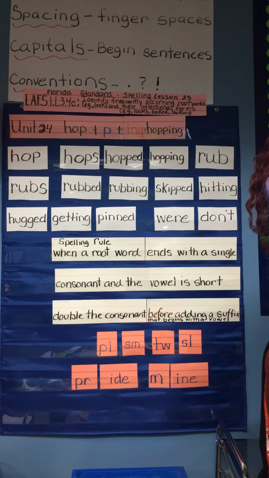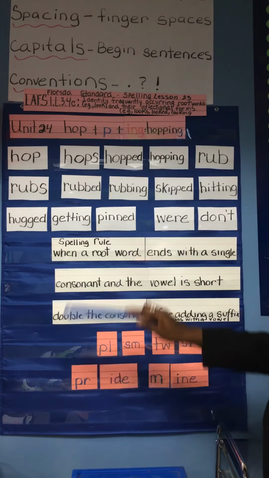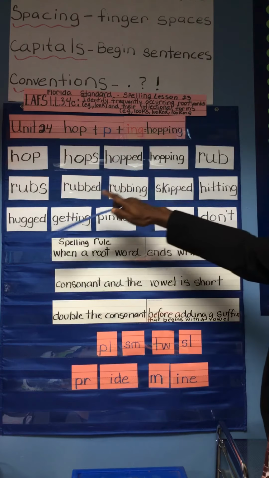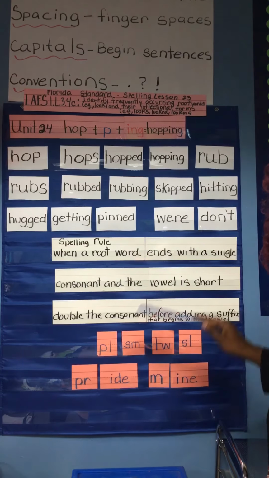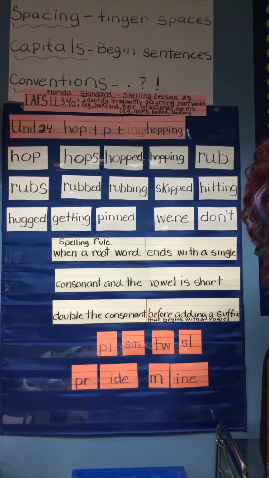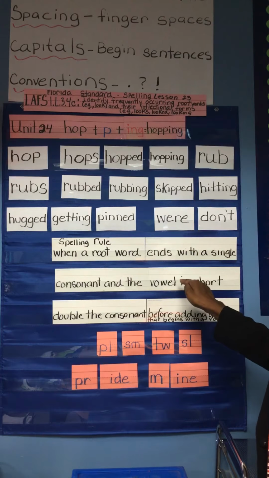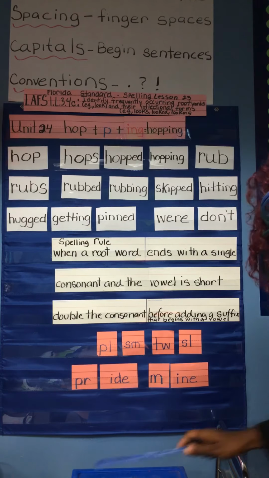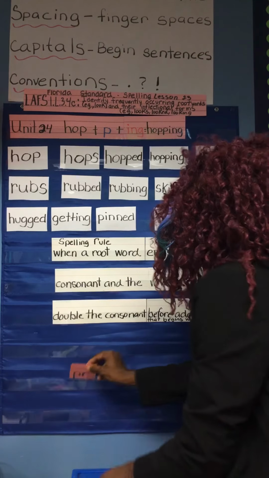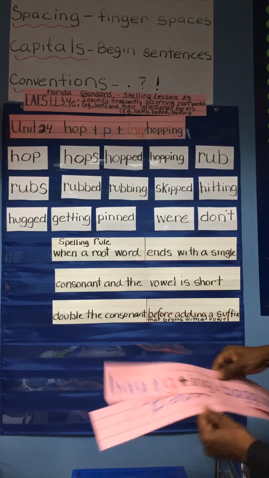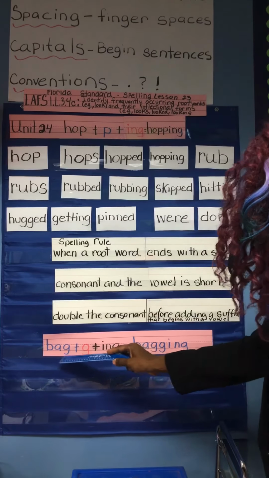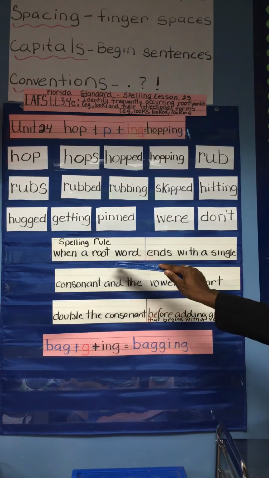So we're going to learn how to double a final consonant. And here we just learned the rule. Okay? It has to end with a single consonant, and the vowel is short. The vowel next to the single consonant must be short in order for you to apply this rule. So let's take this down, and let's look at how we are to do that. Okay? I chose a word. I chose the root word bag, because it applies to this rule.